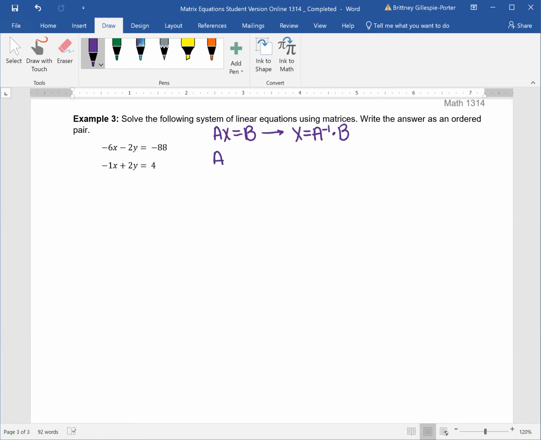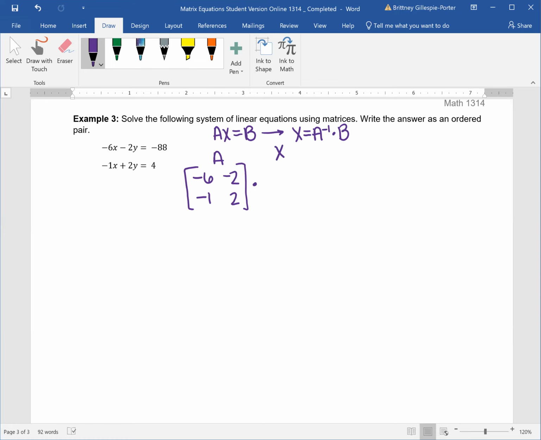Remember, A is our coefficient matrix. So first row becomes our first equation. We're going to have -6, -2. Second row becomes second equation, -1, 2. I think I said that backwards. Meant second equation becomes second row. There we go. Times our X matrix, which is our variable matrix.